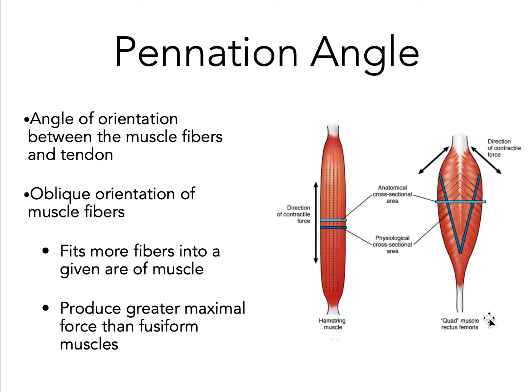So once again, why are pennate muscles able to produce more force? We're coming back to this concept. Pennate muscles are able to fit more fibers into a given area of the muscle. Therefore, we increase the physiological cross-sectional area and are able to produce more force. A large pennation angle reduces the transfer of force from muscle fiber to the tendon. But this reduction is small in comparison to the large force potential gained in physiological cross-sectional area.